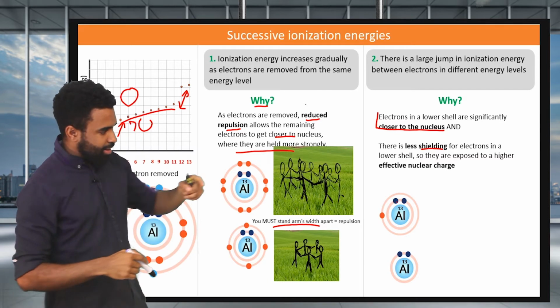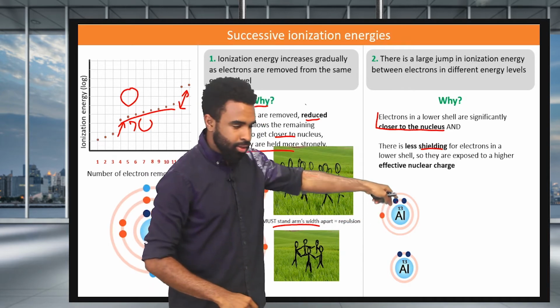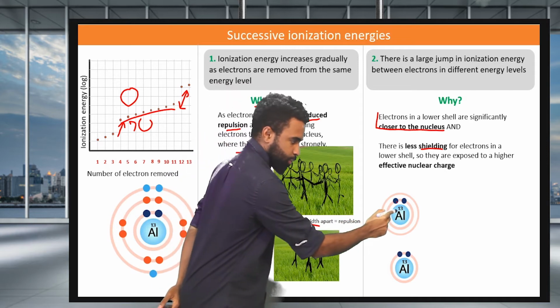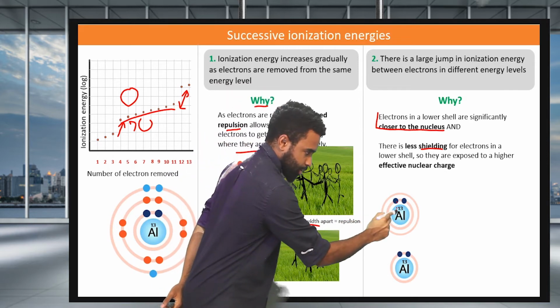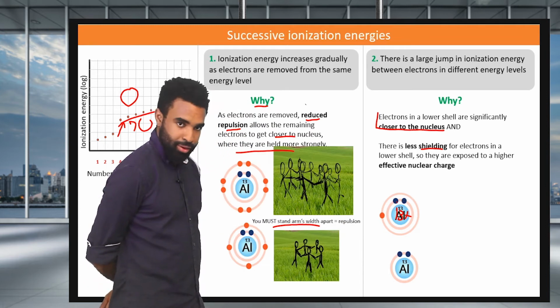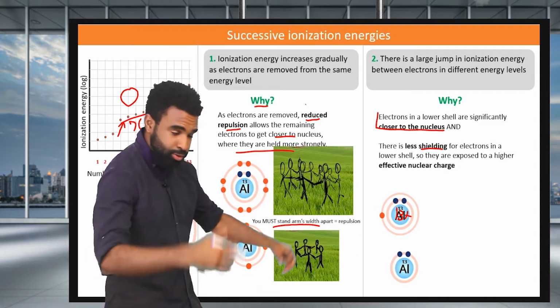What does that mean? Consider this pink electron here. Well, actually, consider the dark ones first. What is the charge that they're exposed to? They're going to be exposed to the full 13 plus charge in this aluminum nucleus. There are 13 protons in there. That's what makes it aluminum. So they're exposed to the full charge.